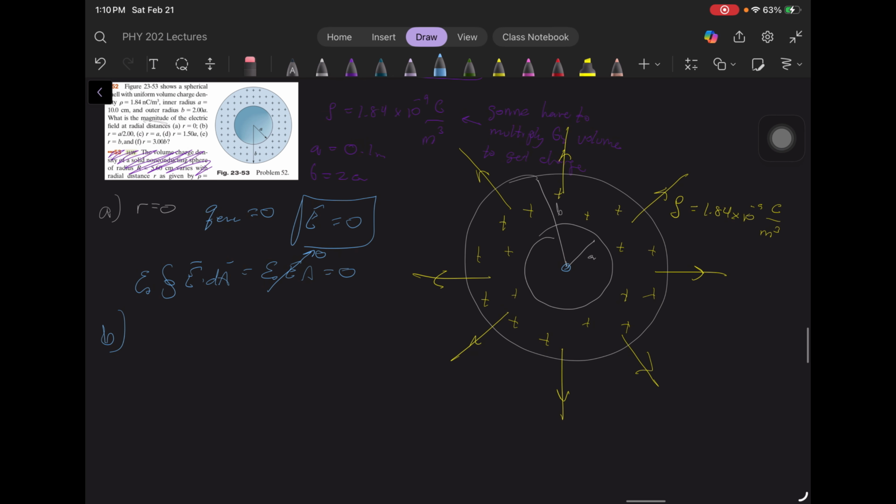For B, we have r is equal to A over 2. And so now maybe our Gaussian surface is doing something like this. Oh, look at that, there's no charge enclosed. The electric field is 0. For C, though, we have r is equal to A, no charge enclosed. The electric field is 0.